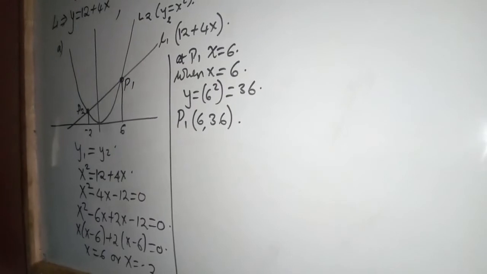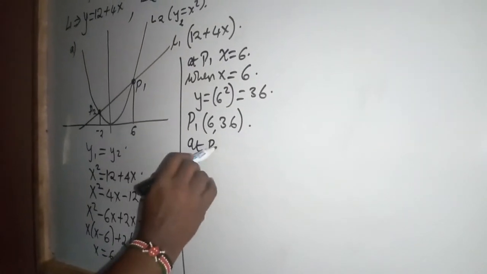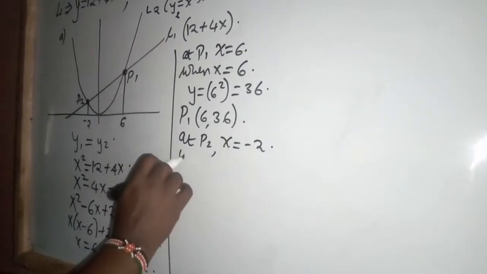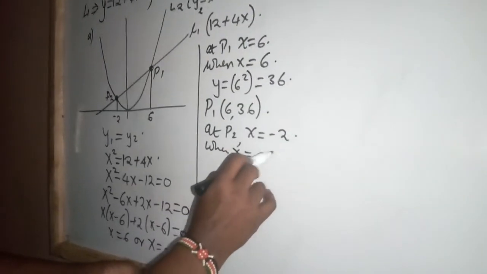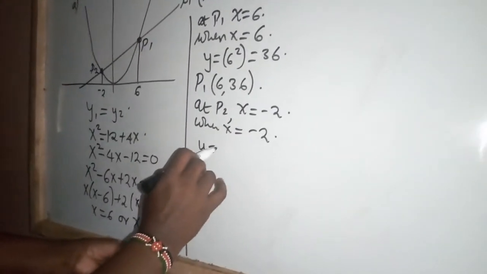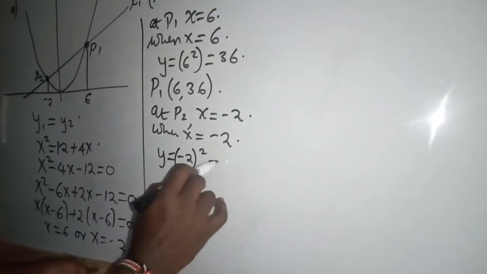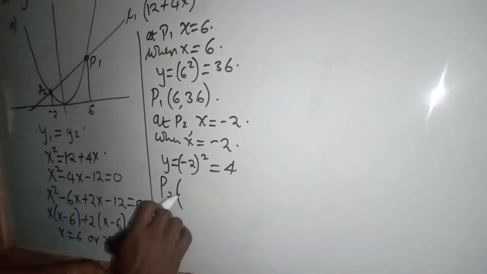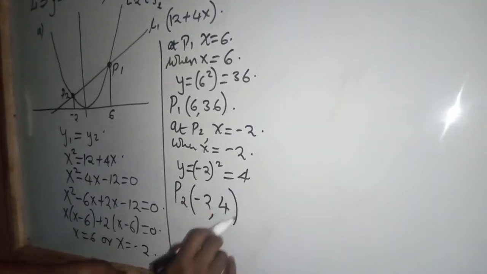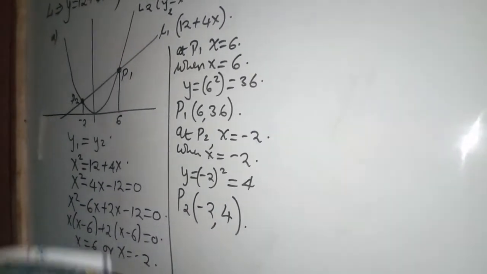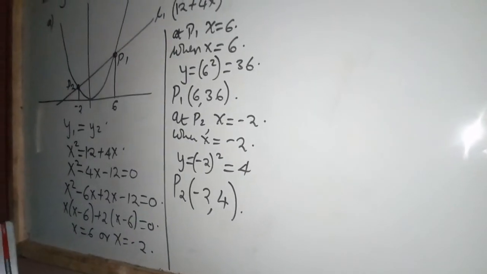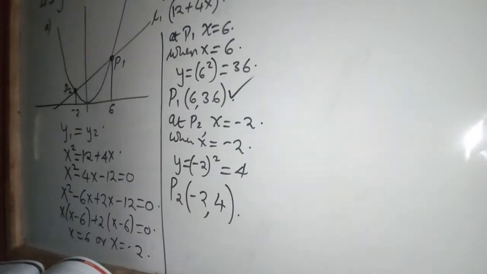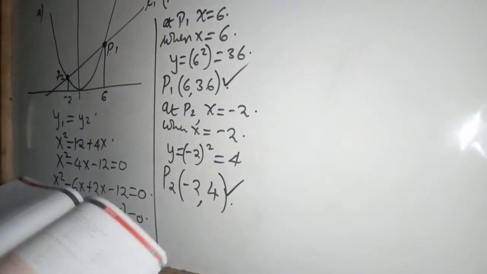What about P2? At P2, x is equal to negative 2. So when x is negative 2, y becomes (minus 2) squared, which is 4. And the coordinates of P2 are given by (minus 2, 4). And we have been able to answer part A: P1 is (6, 36), P2 is (minus 2, 4).